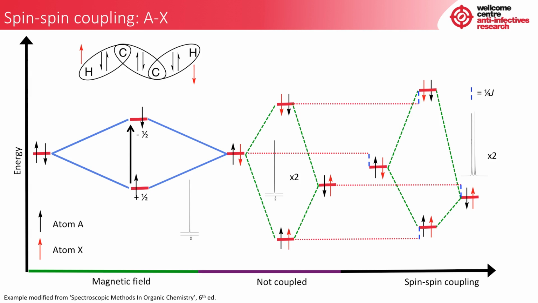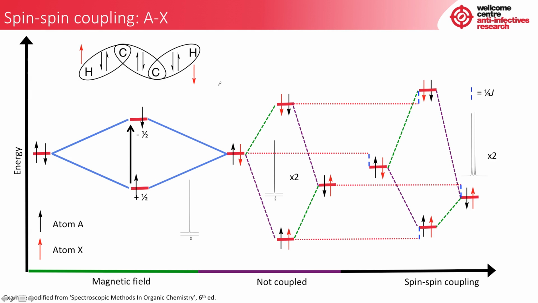Let's look now at an AX system, the A and X just meaning the chemical shifts of the two protons are quite different. This is a 3-bond vicinal coupling. All of this bit is as before, so we have splitting caused by the magnetic field, resulting in transitions between spin states.